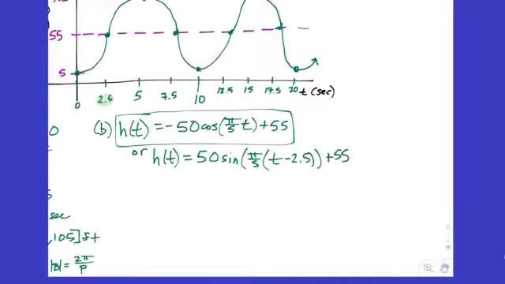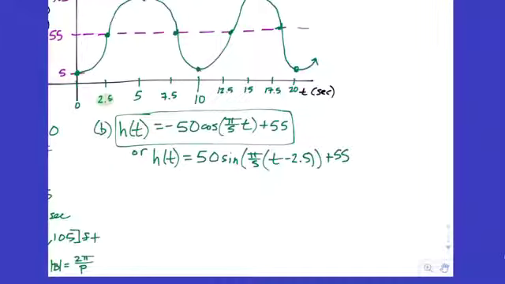So on your test on Friday, you'll be doing something very, very similar to this. You're going to graph it first, then you're going to write an equation. The graph is going to be correct for everybody. Everyone's going to have the same graph. But there's infinitely many correct equations for part B. And as long as you have one of them, you're good.